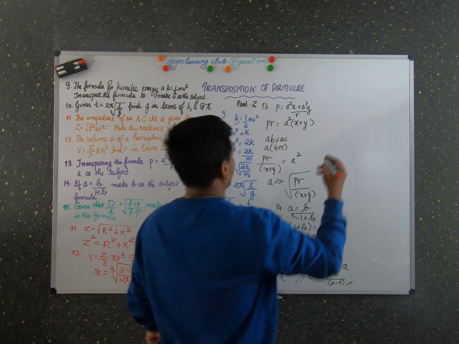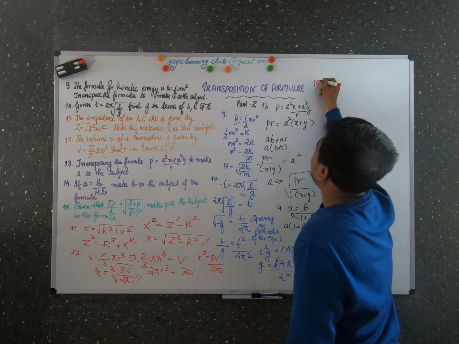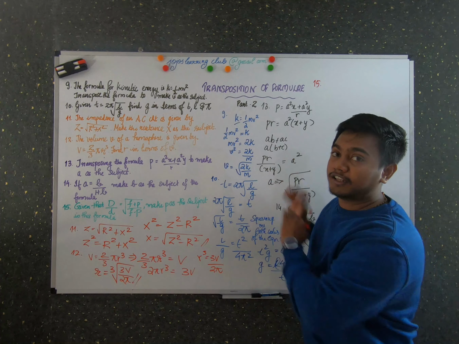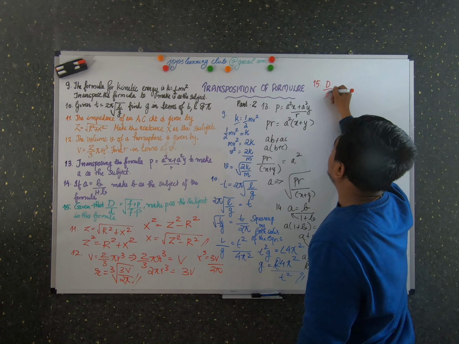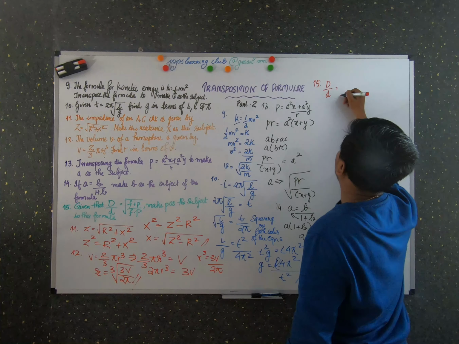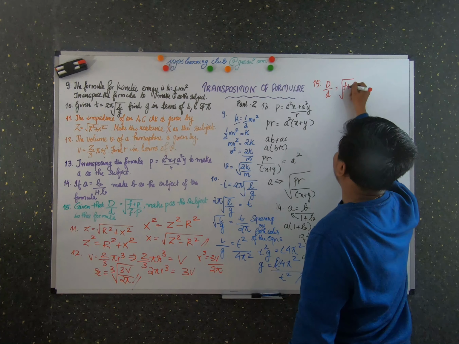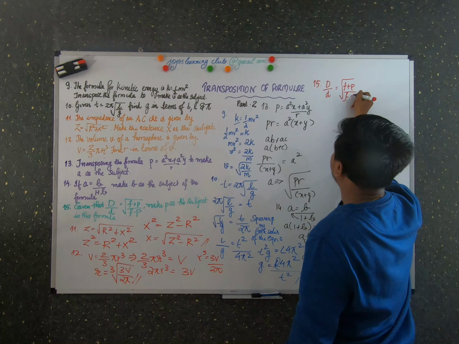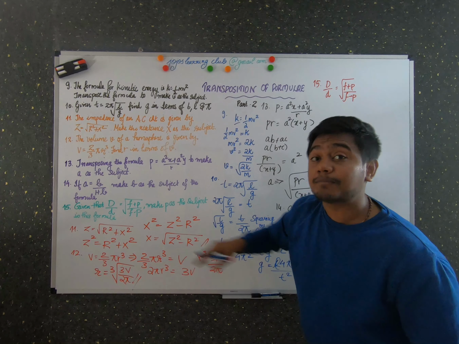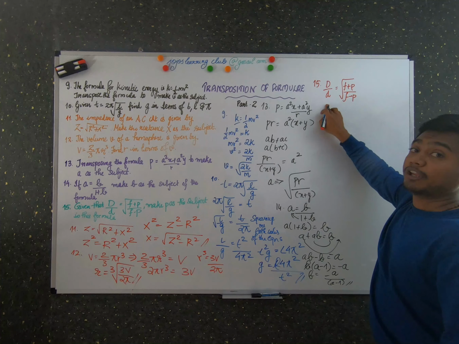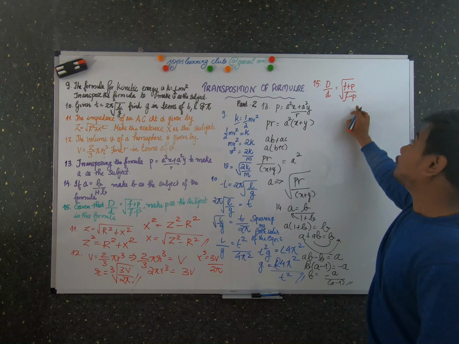Okay. The 15th and the hardest problem in all these kinds of problems. D by d is equal to root of (f plus p) by (f minus p). What is asked? Make p the subject in the formula. What is the subject now here?